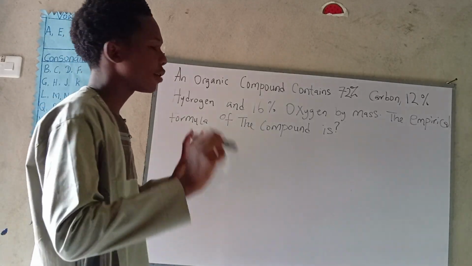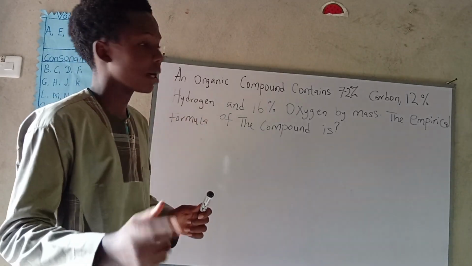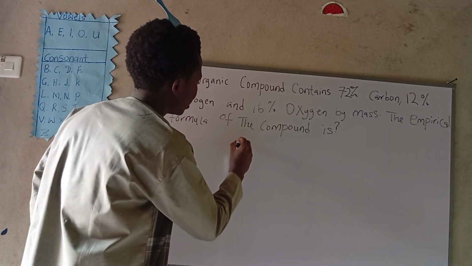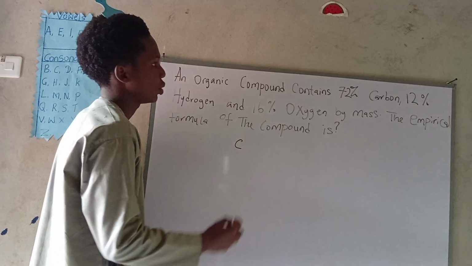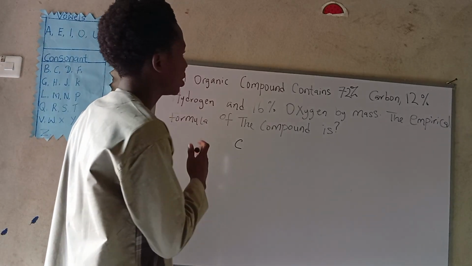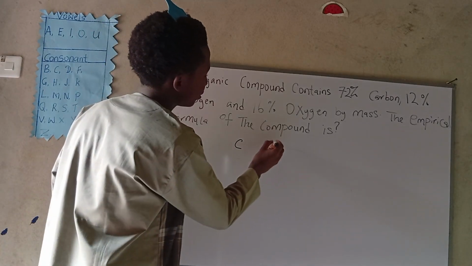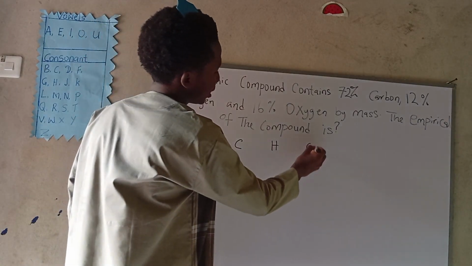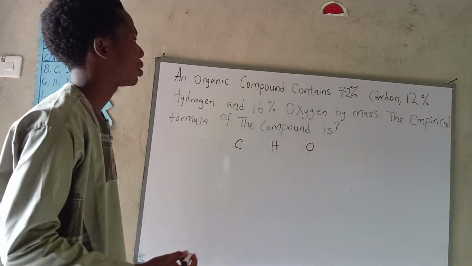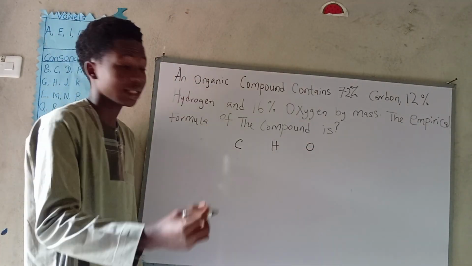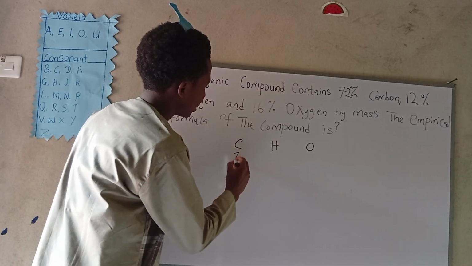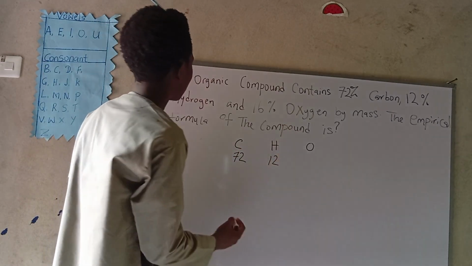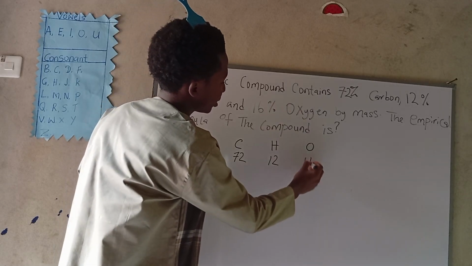It's very easy. First of all, let's bring out the compound which was given to us. First of all, let's take C as carbon. What's the next element? Hydrogen. We take hydrogen next. What again? We take oxygen next. Okay, now what do we do from here? We will now bring down their percentages. You have 72%, we have 12%, and we have 16%.